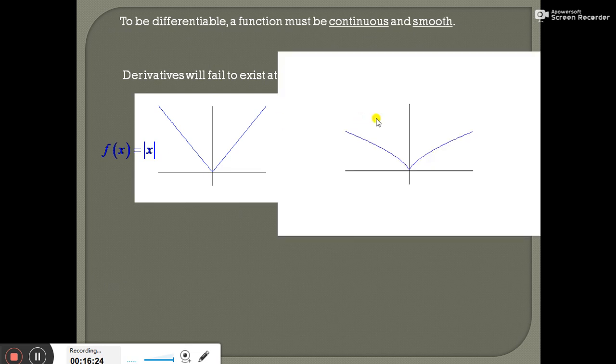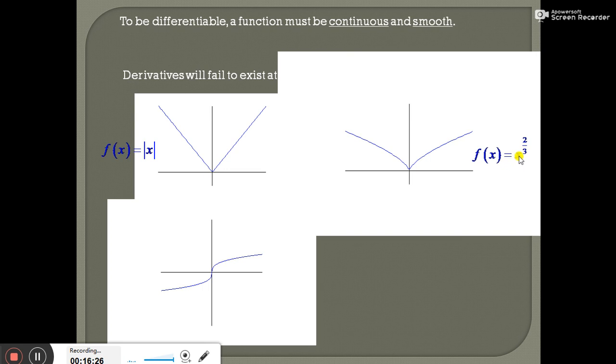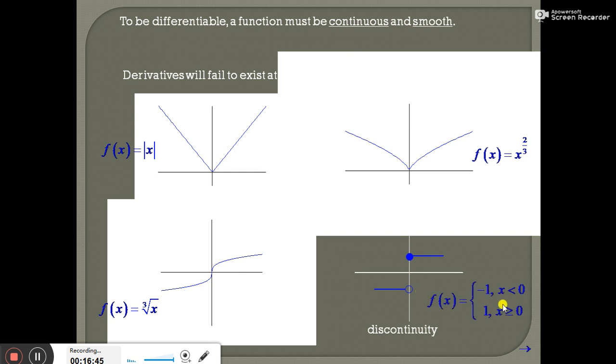Second example, this curve f(x) equal to x power 2 by 3. The corner point is there. And now f(x) equal to cube root of x, that has a vertical tangent line. And another is the example of discontinuity. f(x) is equal to x minus 1 when x is less than 0, and f(x) equal to 1 when x is greater than or equal to 1. That is a discontinuous function, and therefore the derivative fails to exist here.